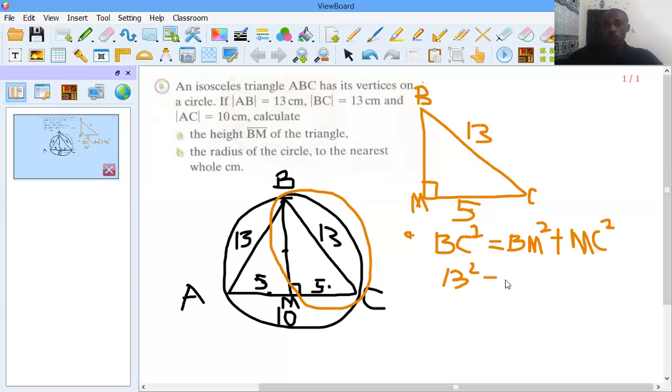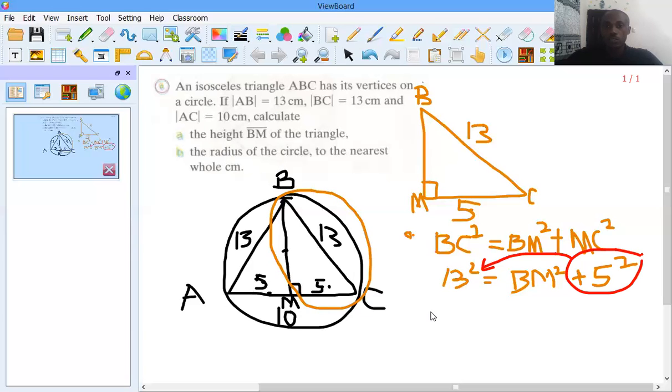BM is the unknown length we are solving for, while MC is 5 centimeters plus 5 centimeters. So when we do this, we simply collect like terms. The 5 centimeters is positive, so we take it to the other side and subtract 5 from both sides. If 5 comes to this side, it becomes negative.